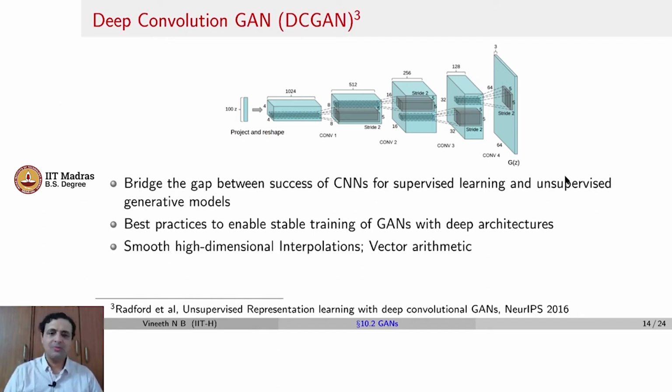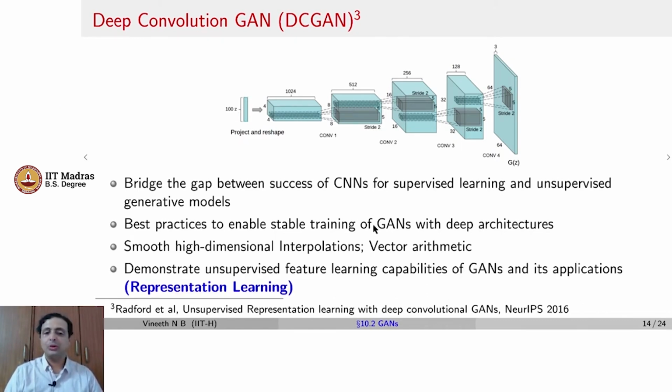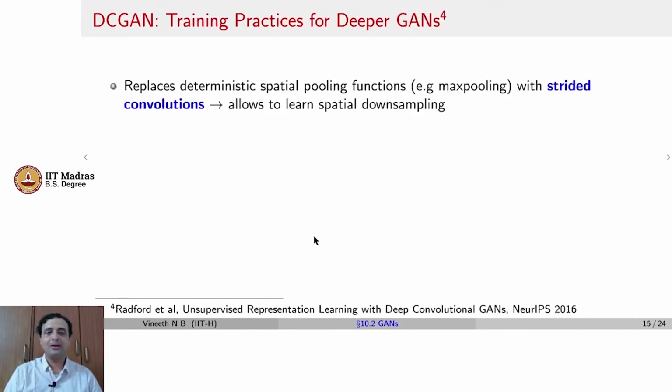They also show that you can play with the latent space representations here, these Z vectors that you sample from a Gaussian, and do what is called vector arithmetic, which we will see soon. And they also show how using such an architecture for GANs gives you strong feature learning capabilities of the network. Let's see each of these one by one.